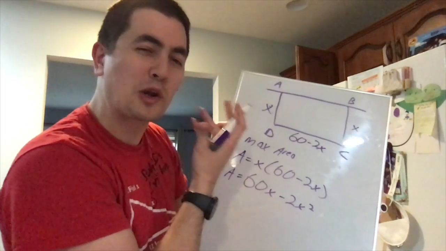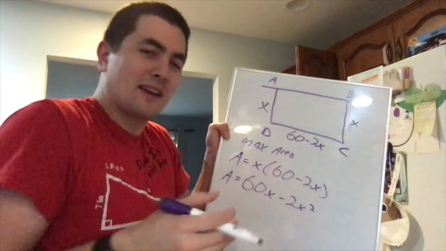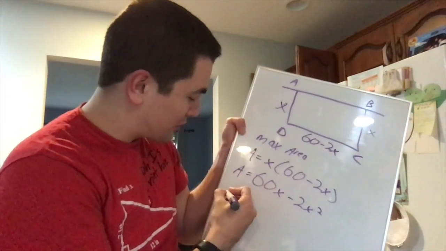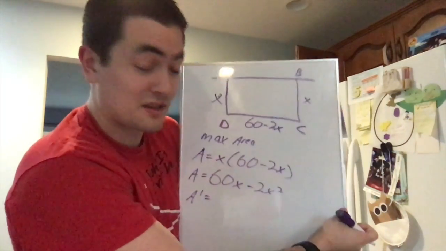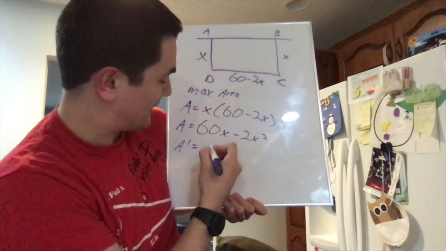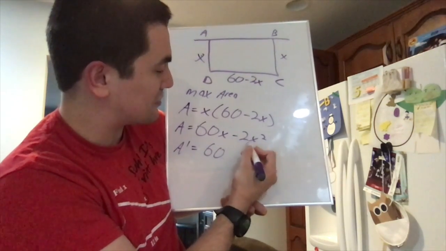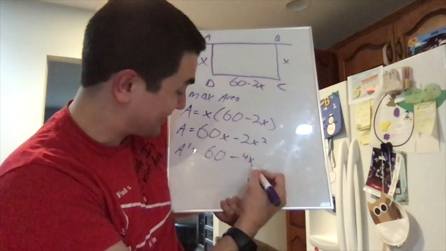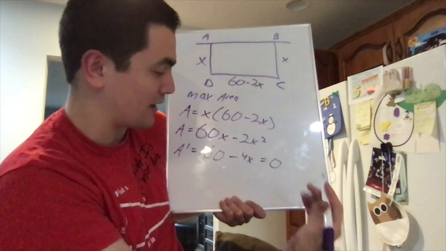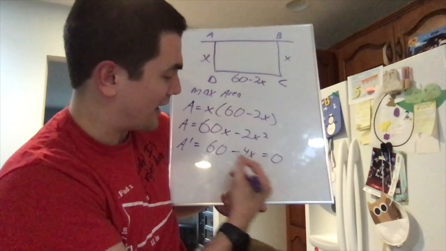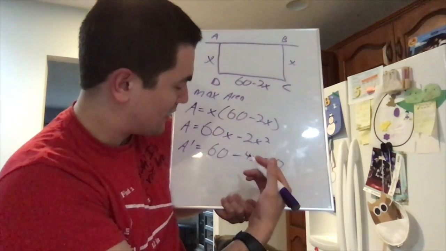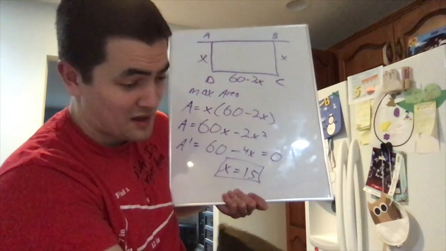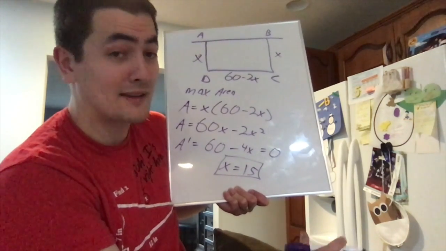Anytime you hear the word maximize or minimize, you immediately want to think, I better take the derivative and set it equal to zero. So let's take the derivative of A with respect to X and set it equal to zero. The derivative of 60X is just 60, and for minus 2X squared, the 2 comes down and I get minus 4X. I set this whole thing equal to 0 and solve for X. That's actually the entire problem right there. If I add 4X to this side and then divide by 4, I get X is equal to 15.